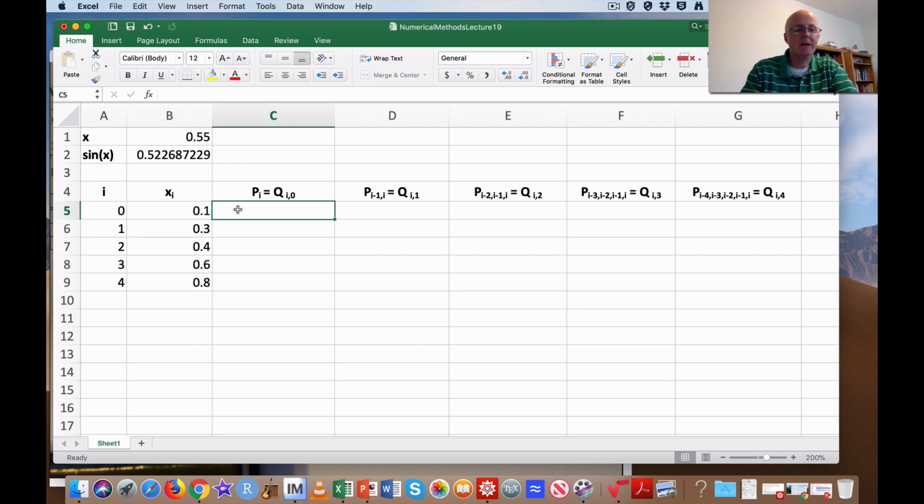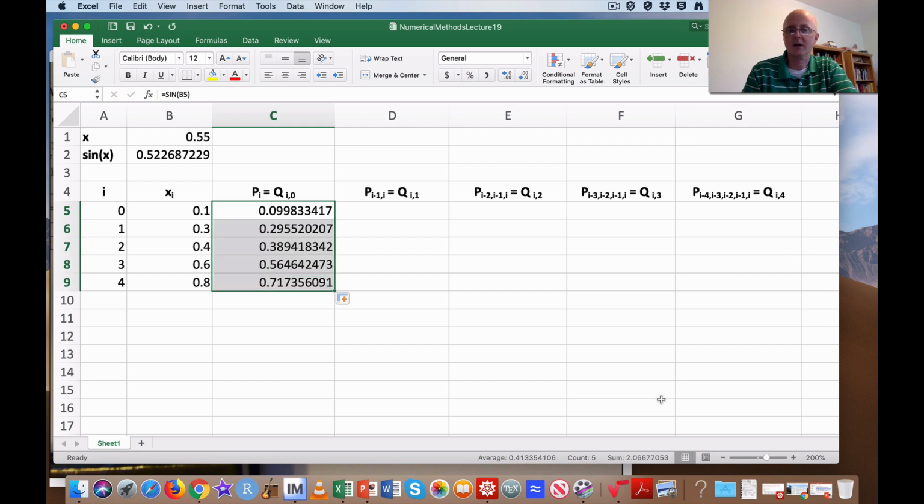All right, what do we have in column C here? These are the values of the function, the sine function at the nodes. So I can just do equals sine of B5, for example, here to get the sine of that number, 0.1. And then I can click and drag the formula down where the B5 will get updated to a B6, a B7, a B8, and a B9, and give me the correct outputs at those values. There's our table, 0.0998, 0.295, blah, blah, blah.